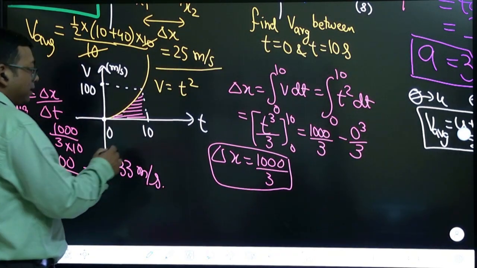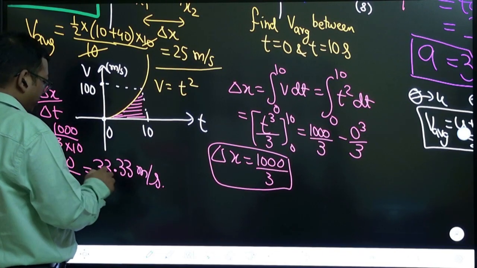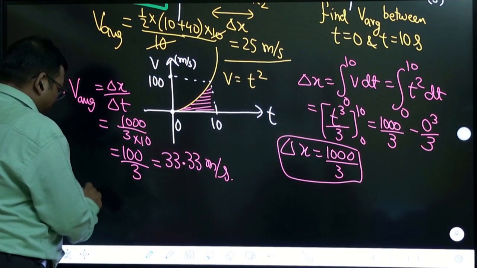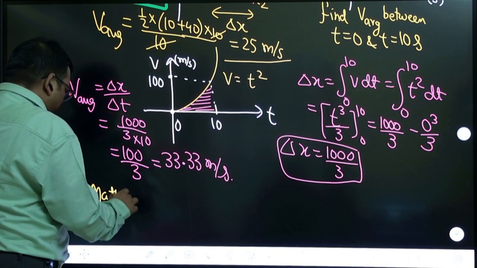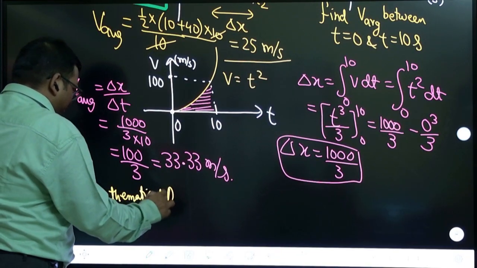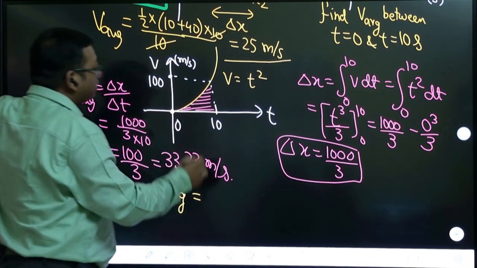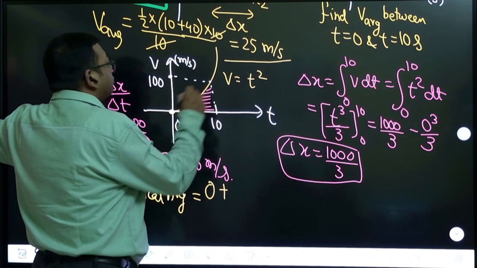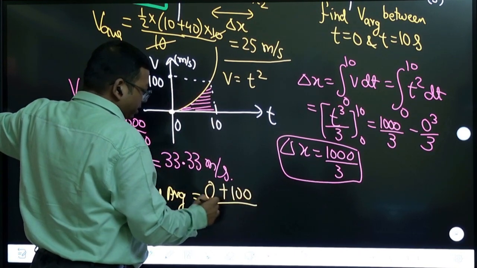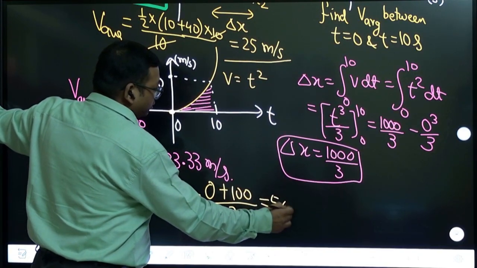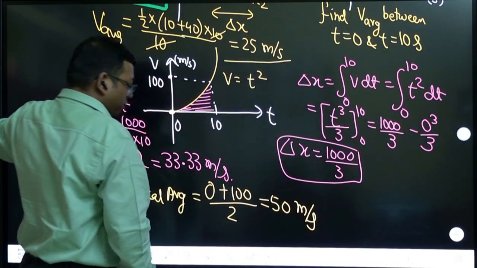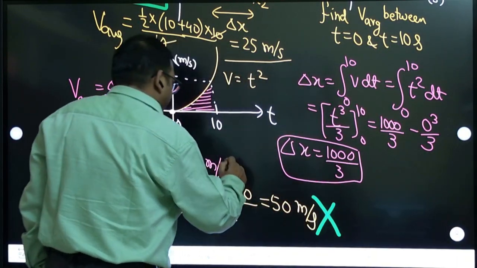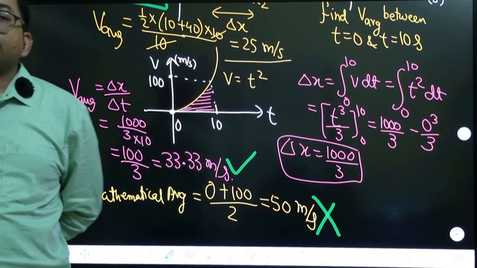Because if you take mathematical average, we got 33.33. If you take mathematical average in this case, it will be (0 plus 100) divided by 2, since initial velocity is 0 and final velocity is 100. I will get 50 meter per second. So this is not correct. This is wrong. We have to apply the integration, then only it will give the answer, right?